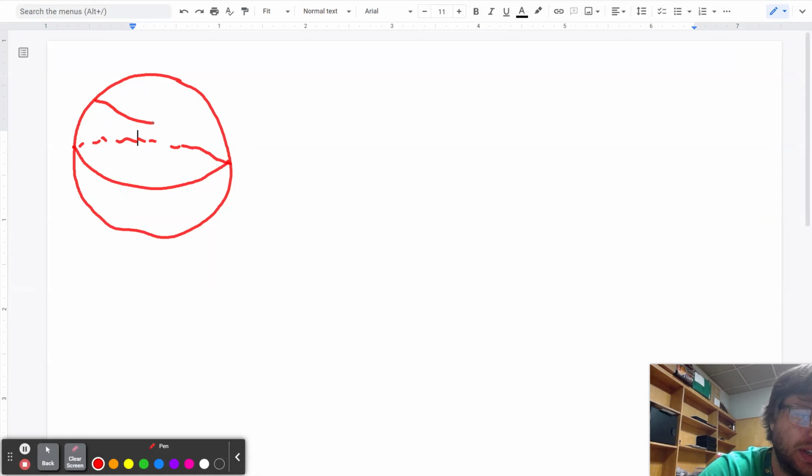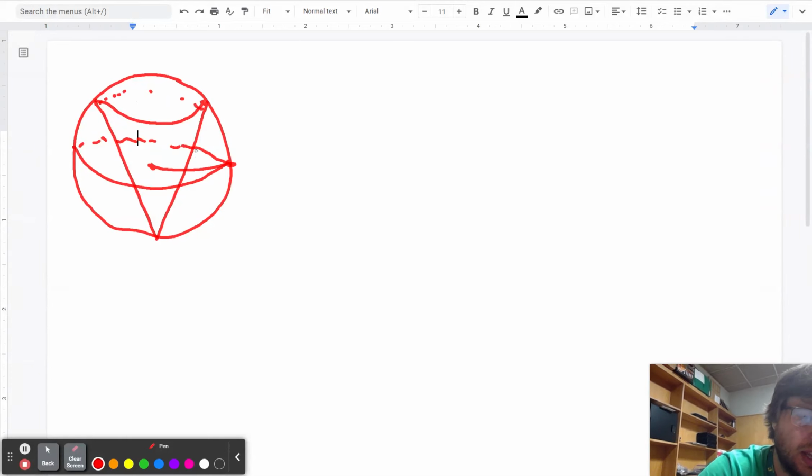And so what I'm imagining is a cone. I'm going to draw it upside down for reasons I'll explain in a second. A cone going down like this, and we know that the radius of the sphere is 10, but we don't know what the radius of the cone is, and we don't know what the height of the cone is.